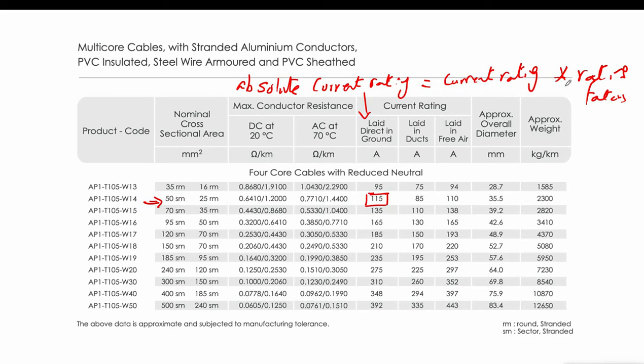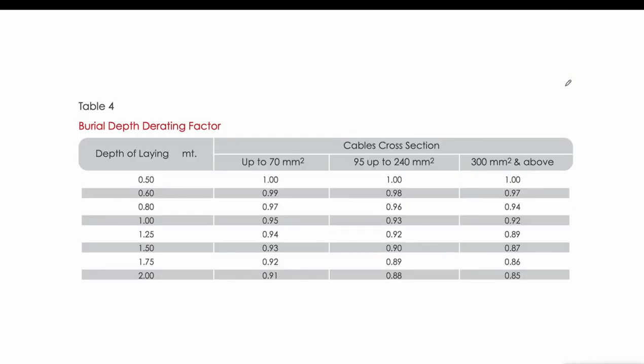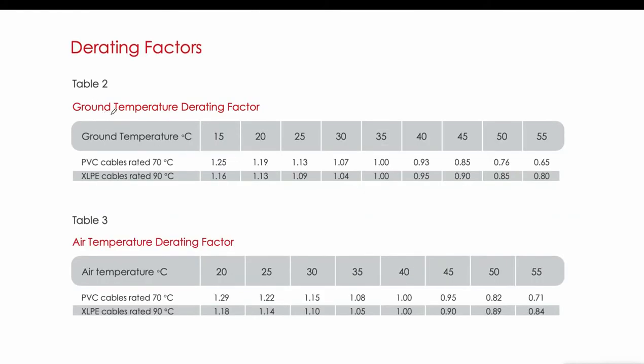In your approved cables catalog, you will find some tables called the rating factors tables. In my local cables catalog, as you can see, there are some derating factors tables. For example, burial depth derating factors, and this table covers the depths of laying cables. According to depth, I will have different values of derating factors according to cross section. Another derating factor table is called the ground temperature derating factor. According to the ambient temperature of the ground, you will have different values of derating factors according to cable insulation.